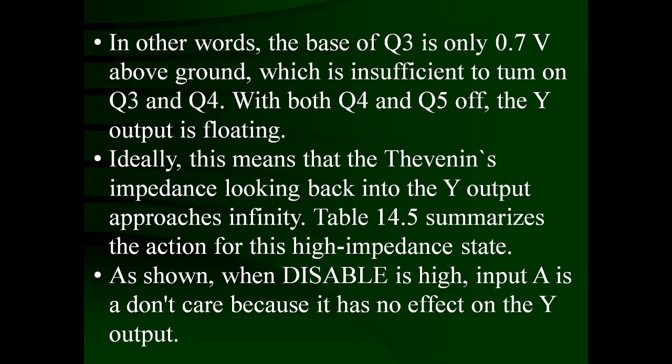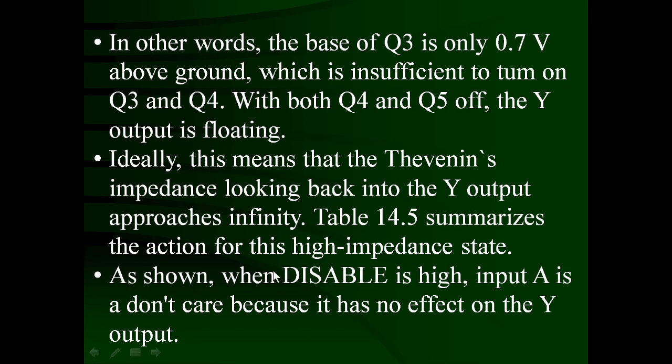In other words, the base of Q3 is only 0.7 volt above the ground, which is insufficient to turn on Q3 as well as Q4, because both transistors are in series, so you require at least more than 1.4 volt. With both Q4 and Q5 off, the Y output is floating. Ideally, this means that the Thevenin's impedance looking back into the Y output approaches infinity. Table 14.5 summarizes the action for this high impedance state.